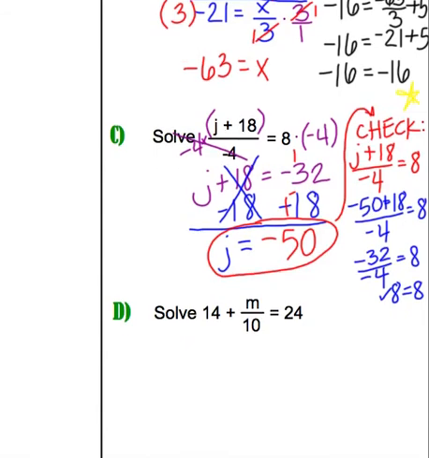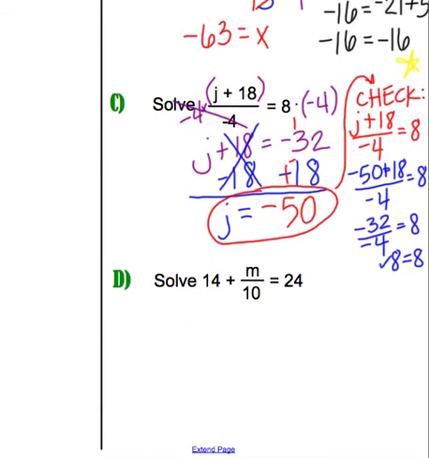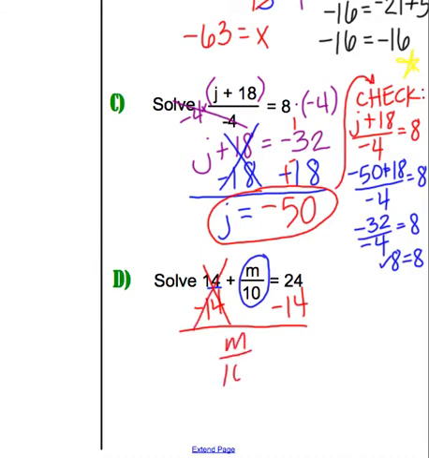Our final example for today's lesson is solve 14 plus m over 10 equal to 24. So when I look here, I can go ahead and say, well, I know that m is directly attached to that divide by 10. So I need to get rid of this 14. Now to get rid of plus 14, I'm going to subtract 14. And by the golden rule of algebra, I will do it on both sides. So then negative 14 minus 14 is 0, leaving us with m over 10. 24 minus 14 is 10.